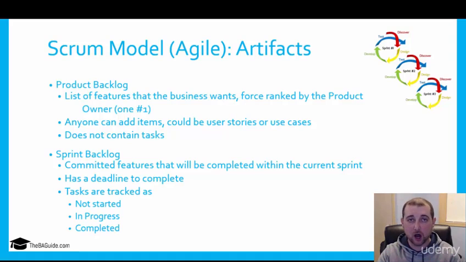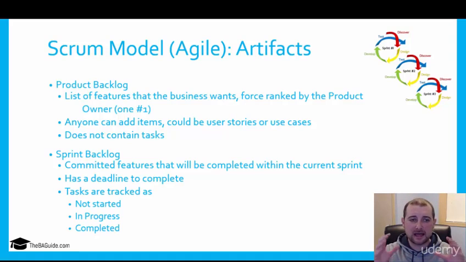But you need to make sure that they are force ranking them, because you can't have 10 number 1 requirements, because what happens if you can only complete 7 of them in the sprint? You have no way to know what 7 are more important than the other 3.